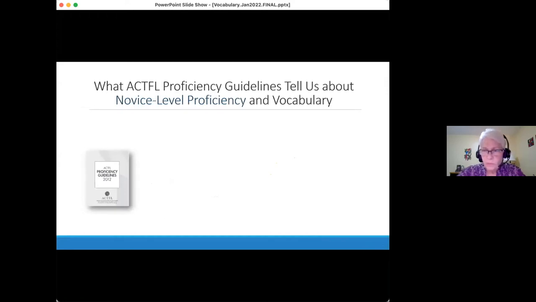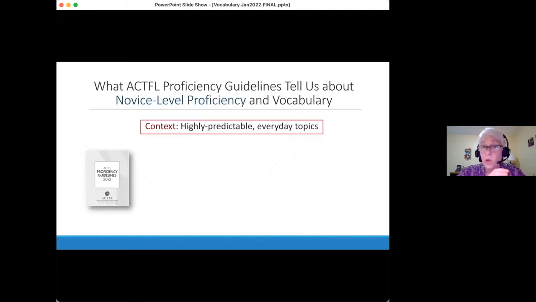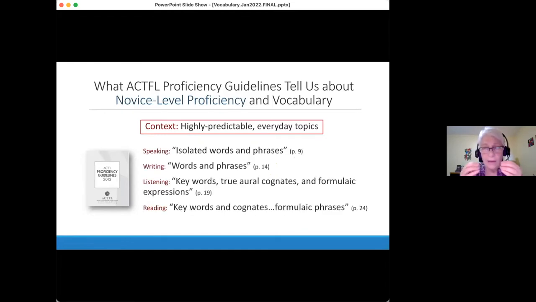And a last piece that can really guide our thinking about the vocabulary that we select for our students in our unit planning can be informed by the ACTFL proficiency guidelines. So we're going to take a look at three slides, one for novice level proficiency, one for intermediate, and one for advanced. And thinking back to our webinar on proficiency and performance, you may recall that one of the elements of every proficiency descriptor is context. And for novice level learners, that context is highly predictable everyday topics. So we want to make sure that the vocabulary that we're teaching our students is related to highly predictable everyday topics.